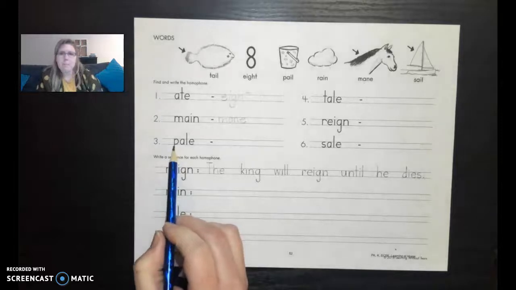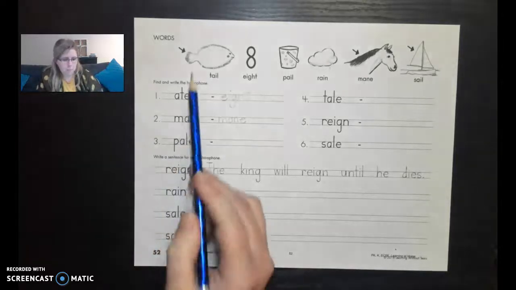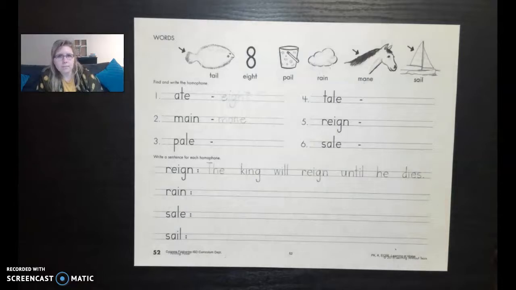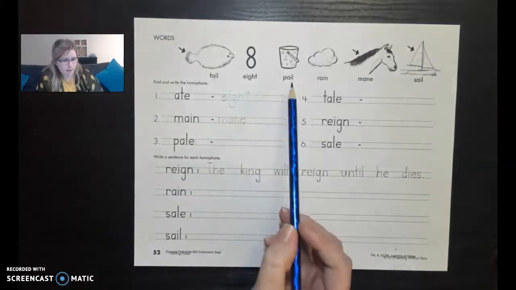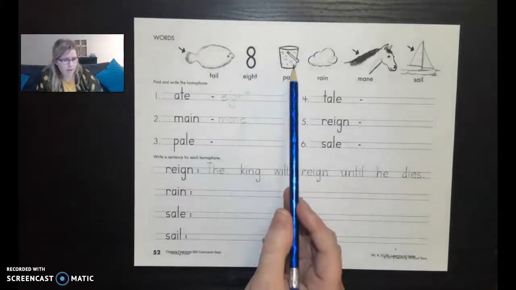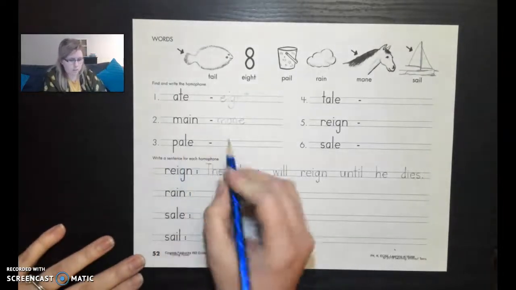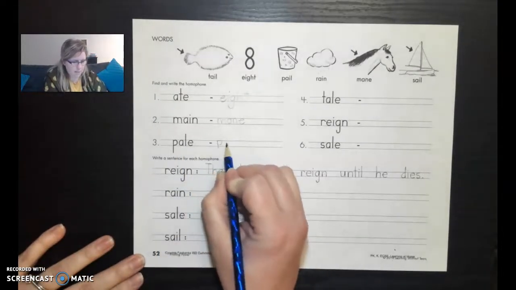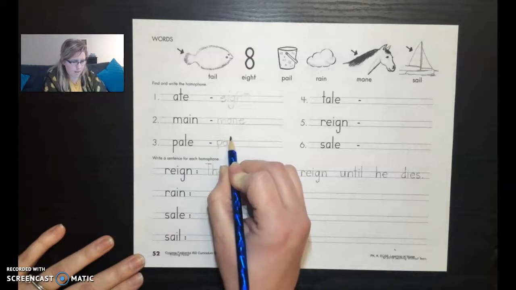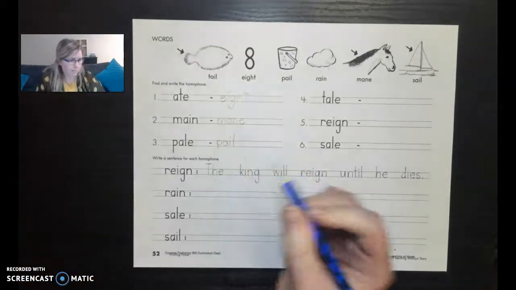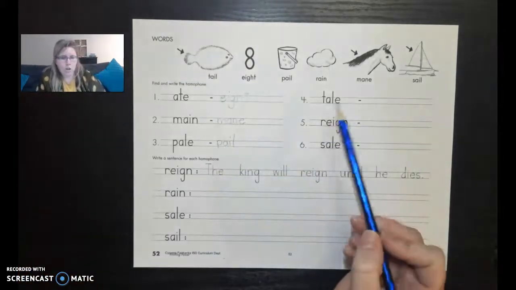This word says pail. Which picture had a pail? Yeah, this one right here, P-A-I-L, was like a bucket, a pail. This was skin color, but P-A-I-L is talking about a bucket. Now these you're going to do on your own.